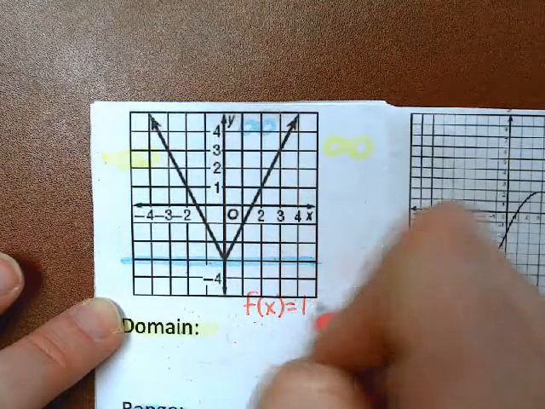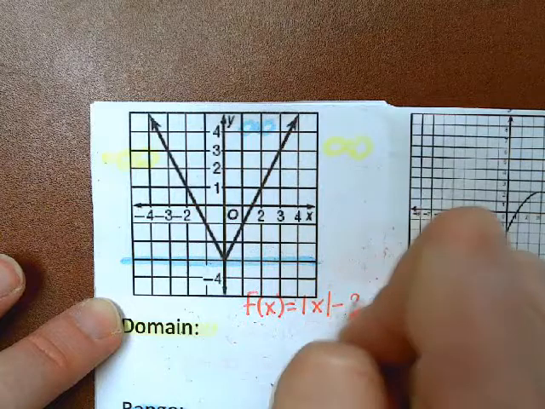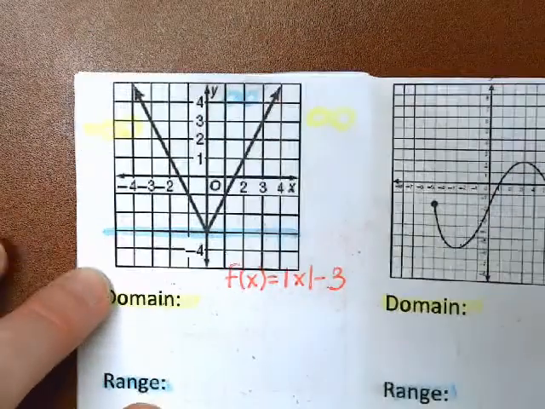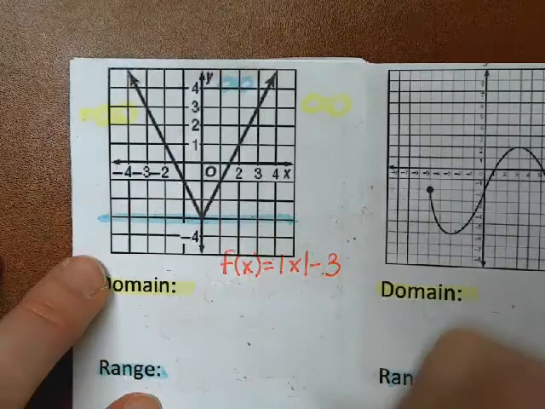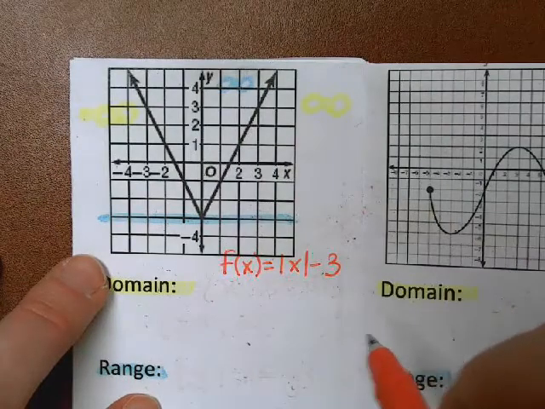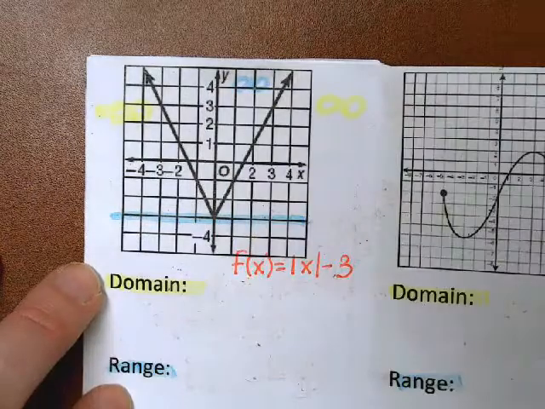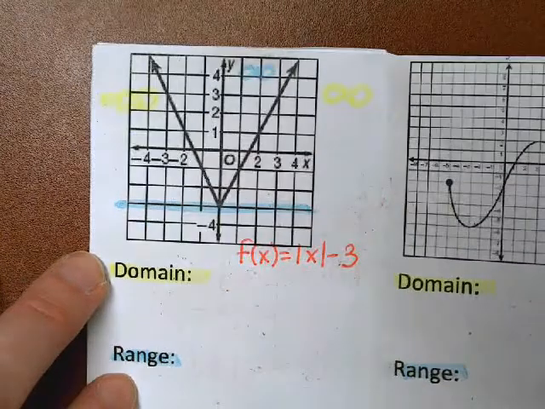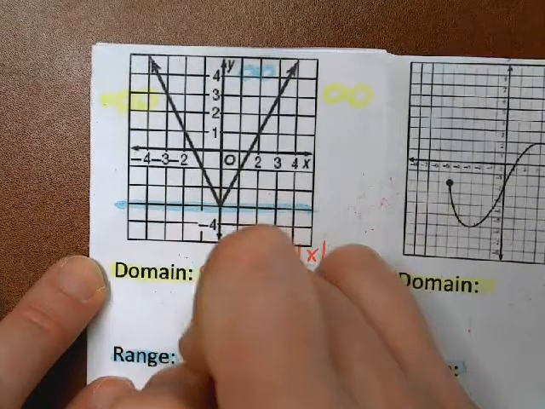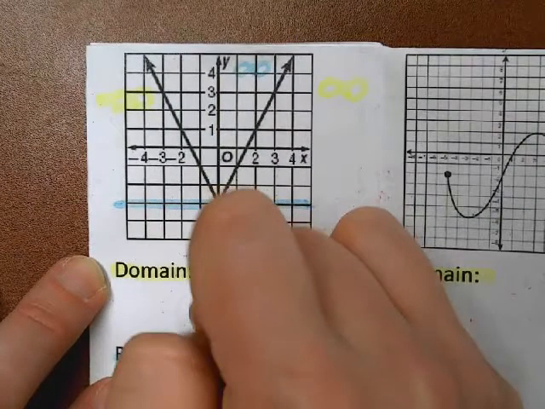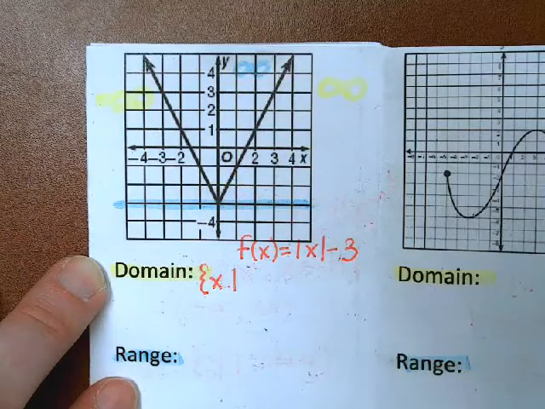All right. By the way, this is the graph of f of x equals the absolute value of x minus 3. That's what this graph is. And you guys will learn pretty quickly how to figure this out by yourselves. You don't have to know at this point in time, but you'll eventually be able to do it just as fast as I did. Domain.